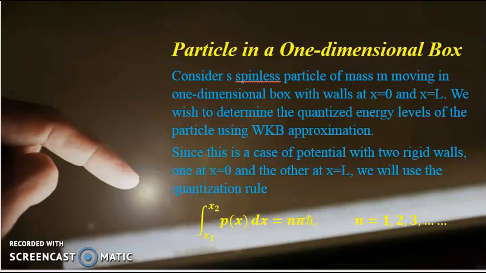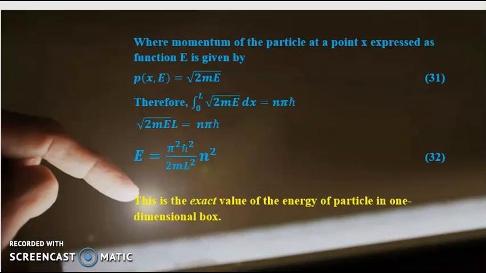तो हम लोग यहाँ पर potential well with two rigid walls के जो expression है quantization condition का, उसको use करेंगे. So once again, since this is the case of potential with two rigid walls, one at x equal to 0 and the other at x equal to L, we will use the quantization rule, that is integral x1 to x2 px dx equal to n pi h cross, where n equal to 1, 2, 3 and so on. और फिर से एक बार याद दिला दें आपको कि ये जो इंटीग्रल है px dx, बल्कि क्लोज इंटीग्रल px dx जो होता है, that represents the area of the contour in this position and momentum phase space.